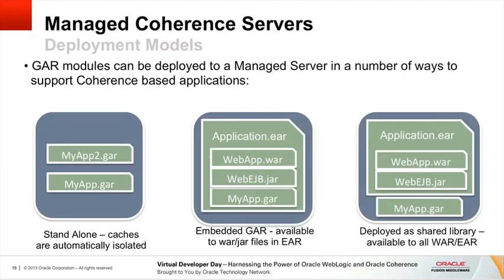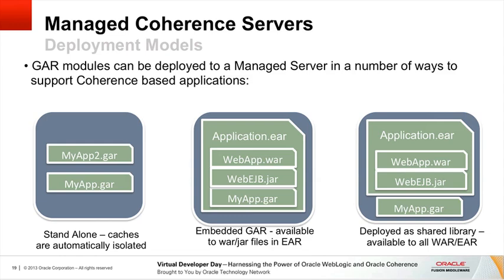Let's talk about deployment models, because we need to understand deployment models before we talk about best practices. There are 3 typical deployment models for working with a grid archive. The first is standalone. If you have managed servers, which is typically the best practice, that are going to be responsible for being cache servers, you typically would deploy GARs to those. Each GAR provides a sandboxed, isolated space within a managed server. So if you deploy 2 GARs, myapp.gar and myapp2.gar, to the same cache server, those applications won't see anything about the other application that's running.